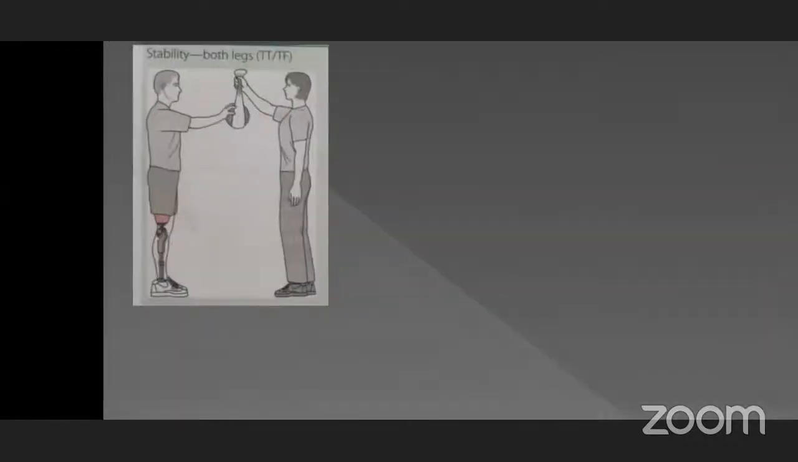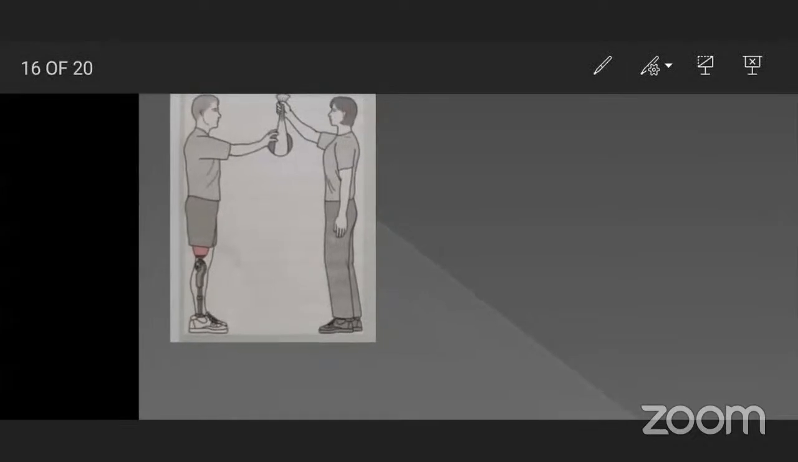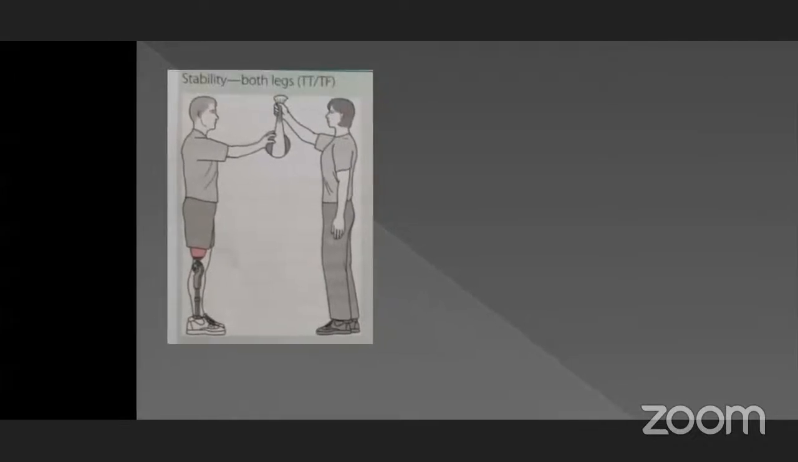Okay, now we will see the pictures of how we stabilize the knee. Here the person is doing this technique, which is for both transtibial and transfemoral. Whenever the person is able to stand stably with the prosthetic fitted, the therapist gives some object, and the patient has to reach that object without any support.